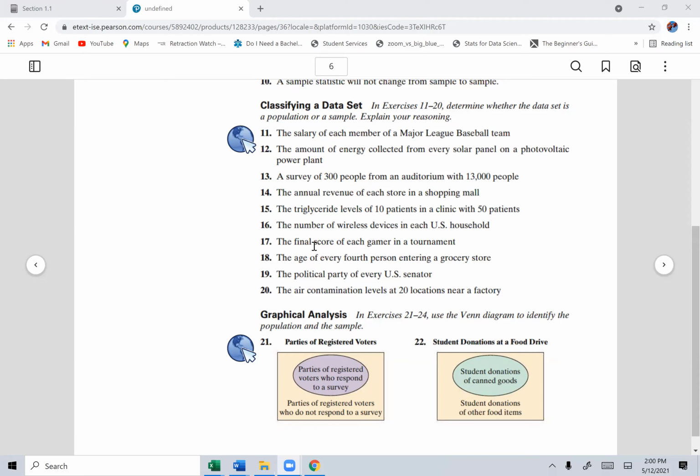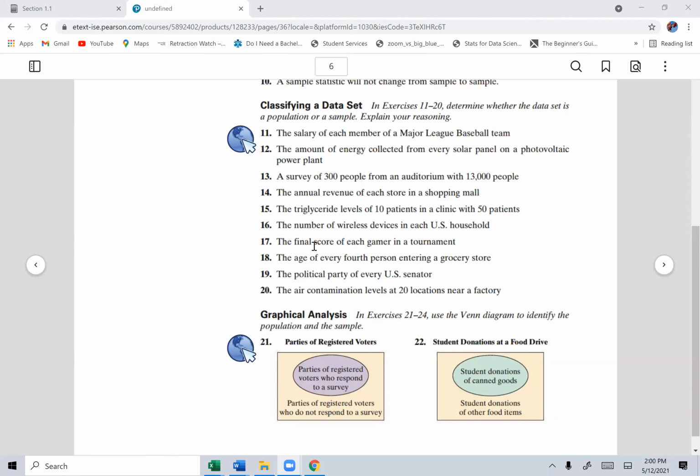Okay. Classify the data set, whether it is a parameter or a population or a sample. Population means the whole thing. A sample is a part of it. Just remember that. Number 11: the salary of each member of a Major League Baseball team. Population. So it's a parameter. The data set is a population, yeah.